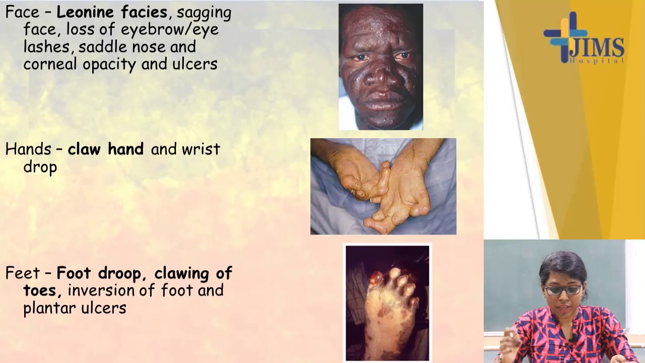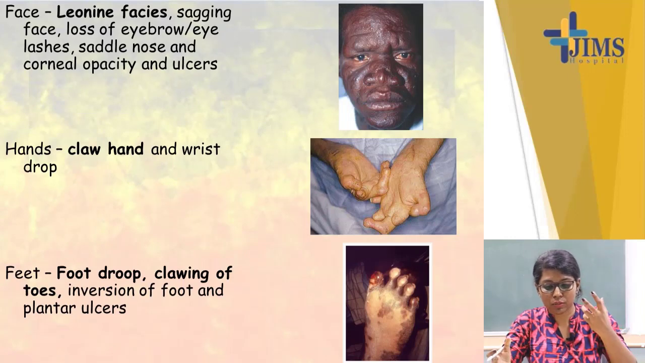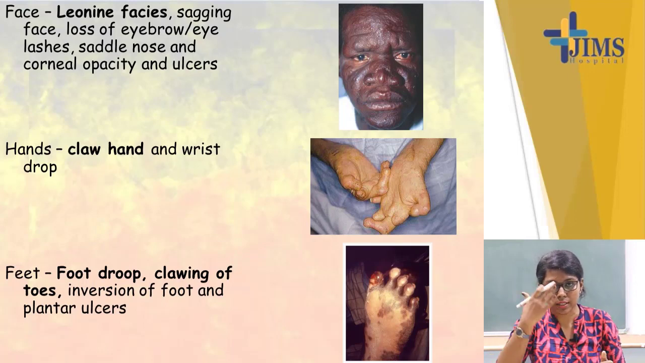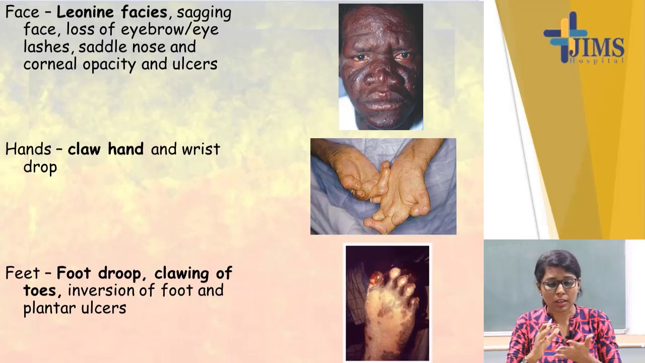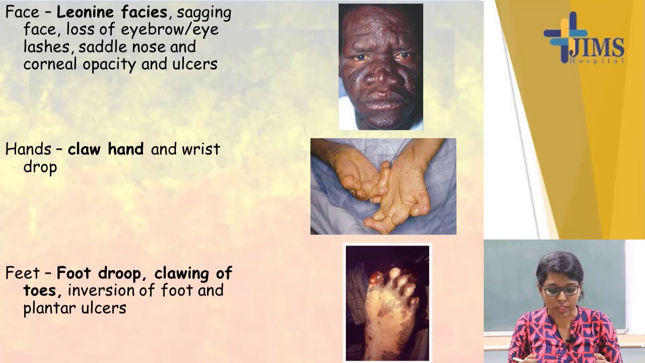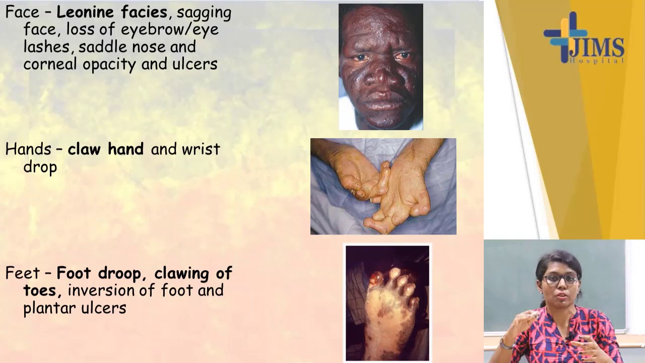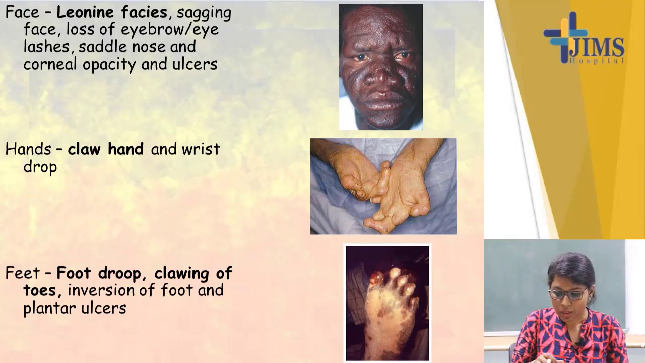See the first one, face, leonine facies. You can see the figure, see the face of the person. They have got the sagging face. Eyebrow lost, eyelashes lost, saddle nose. See the hand, clawed, see the hand, the fingers, it's clawed, and moreover wrist is being dropped. See the feet, do you see the toes? They have been clawed, just like they have been cut off.